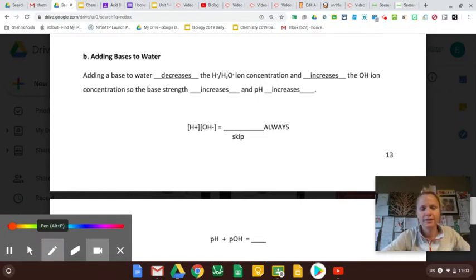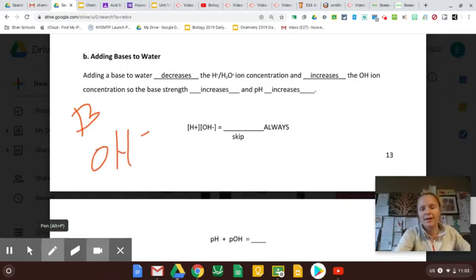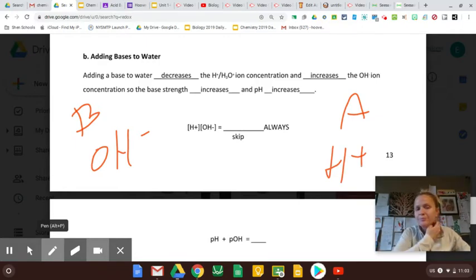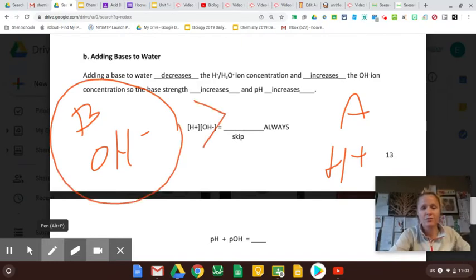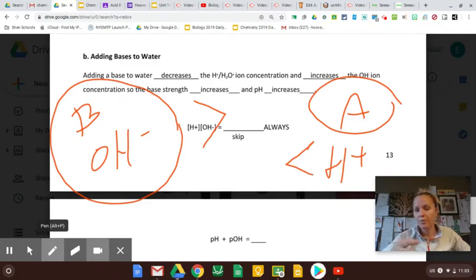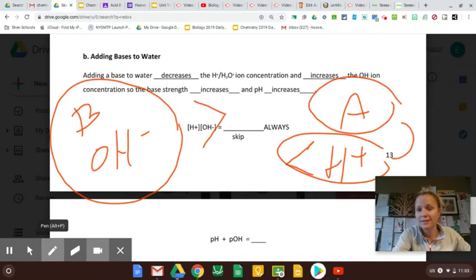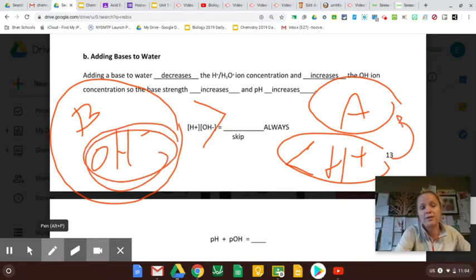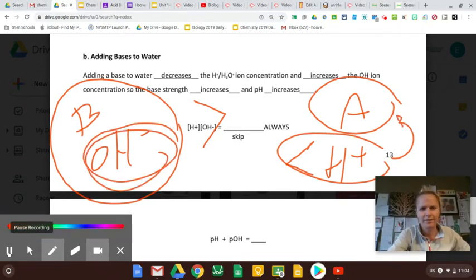Just one little thing to know here is that bases release OH negative. Acids release H plus. So if you have different solutions, bases should have more of the OH. If it's an acid, you should have more of the H plus. Things might have both. You might have a mixed solution, but if it has more H plus, it's an acid. If it has more of the base stuff, OH negative, it's a base. Other than that, we're going to skip this part.